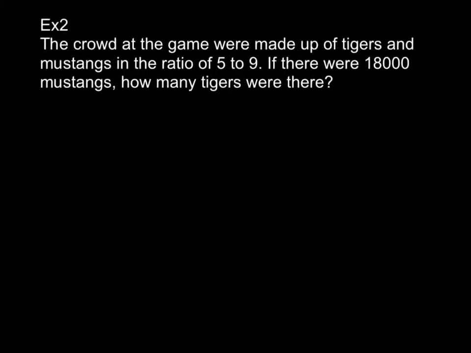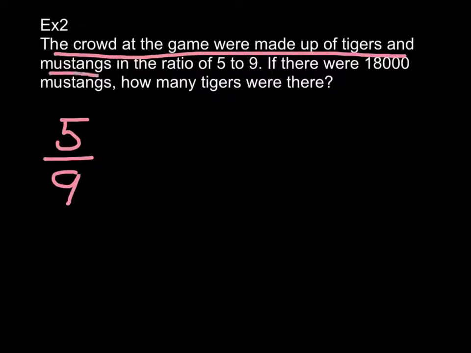All right, let's take a look at one more example. It says the crowd at the game was made up of Tiger fans and Mustang fans in the ratio of 5 to 9. The order is the same as the order of the sentence. So Tigers to Mustangs, 5 to 9. So for every 5 Tigers, there were 9 Mustangs. All right, it goes on to say if there's 18,000 Mustangs.